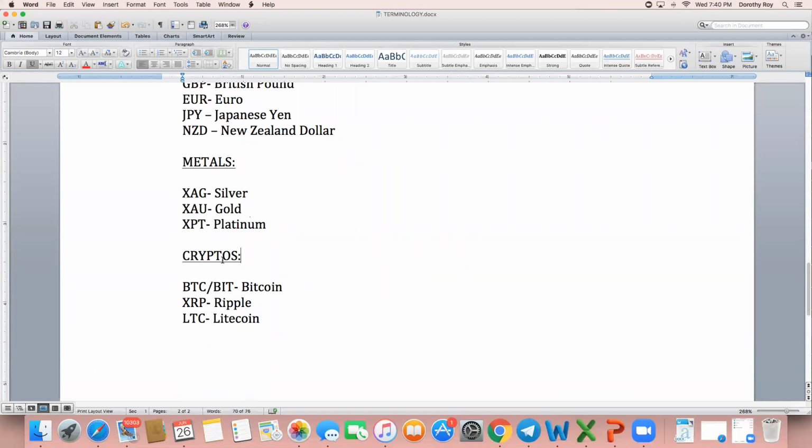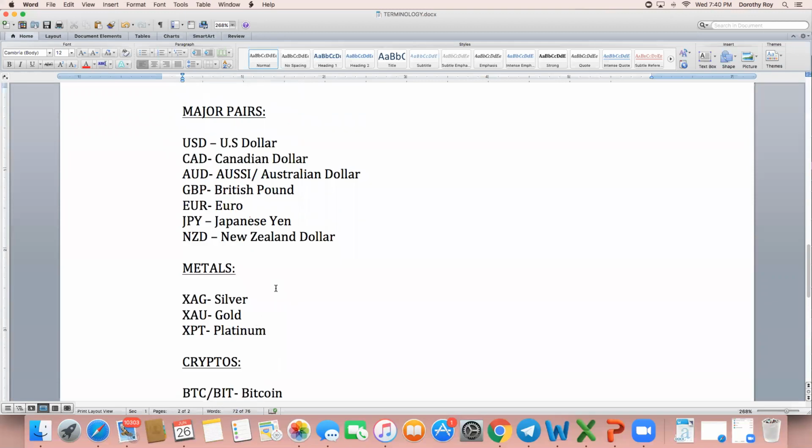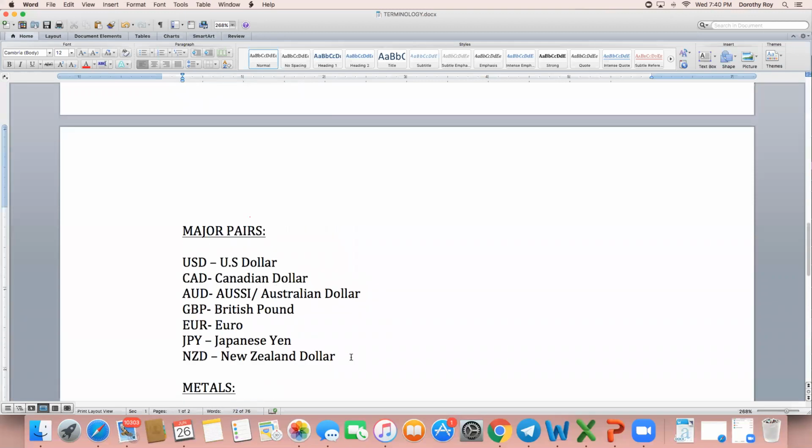Okay, so cryptos, there's Bitcoin. There's two different ways that they abbreviate it. There's also something called Ripple, which is a part of crypto, and then there's Litecoin as well. So you can also learn about these. I know some educators who still go over this too. But for now, I'm going to teach you guys a little bit more about this. And I actually forgot one.